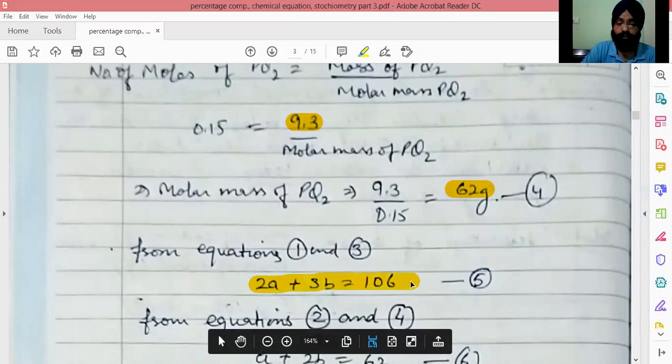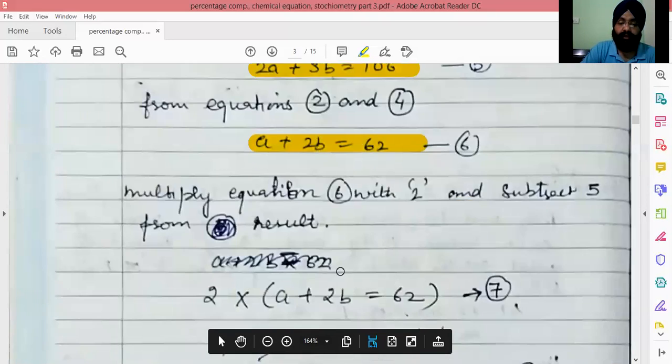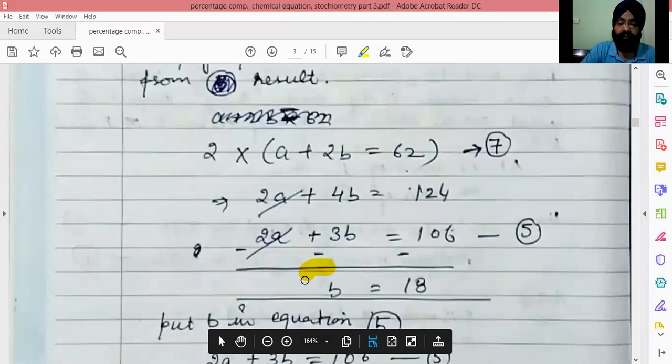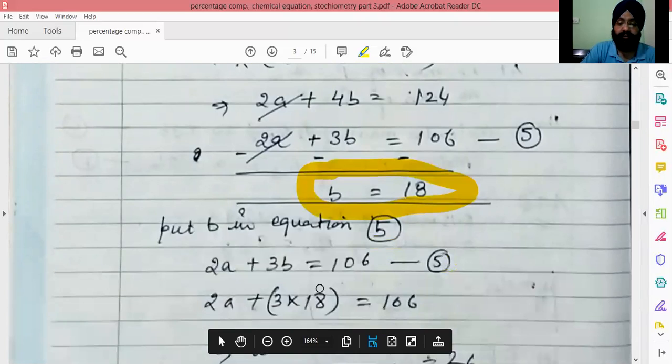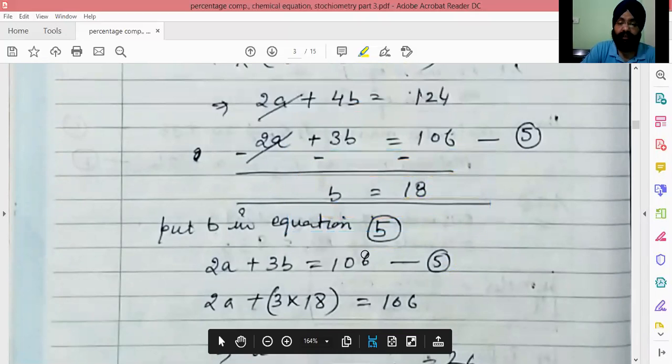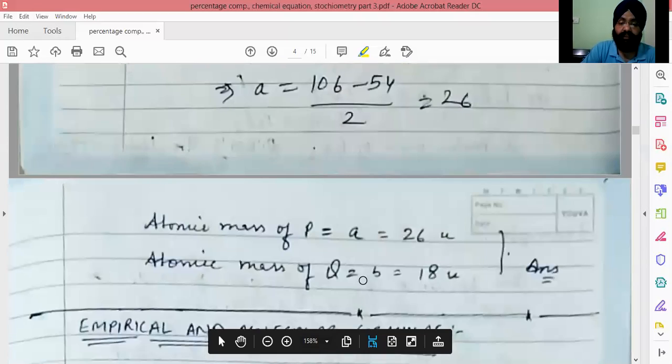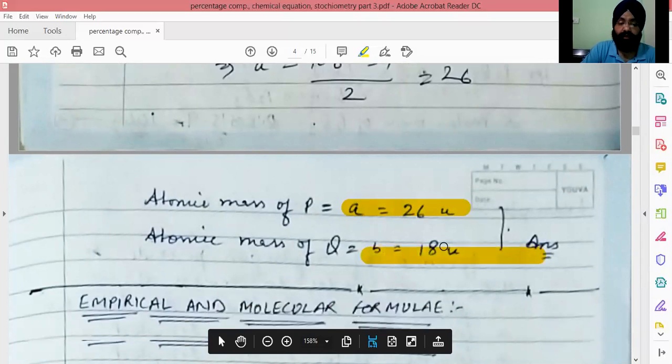So it is equal to 2A plus 3B, and the other is A plus 2B. From these two equations, by equating them, we can find the variables B and A. So here the value of B is equal to 18, and the value of A is 26. So it means the atomic mass of Q is 18 and the atomic mass of P is 26 unified mass.